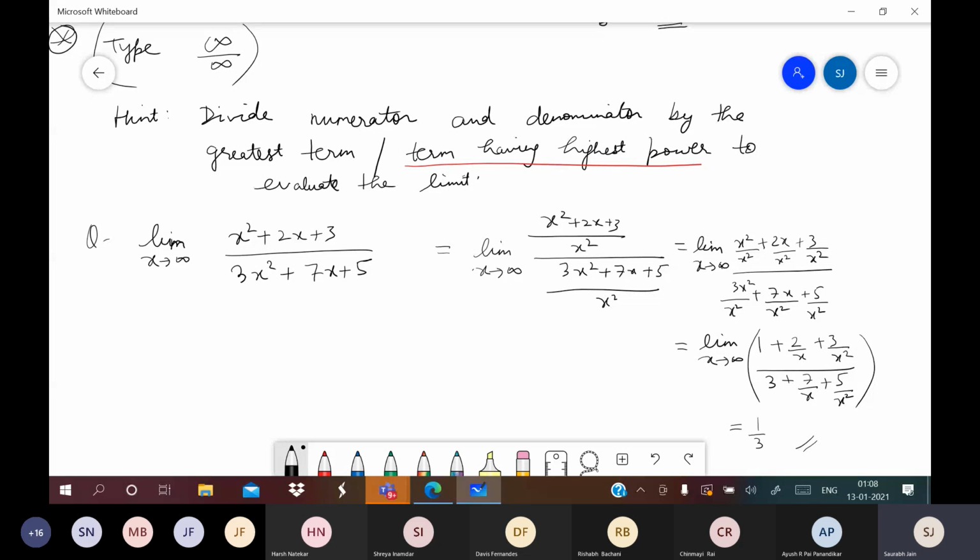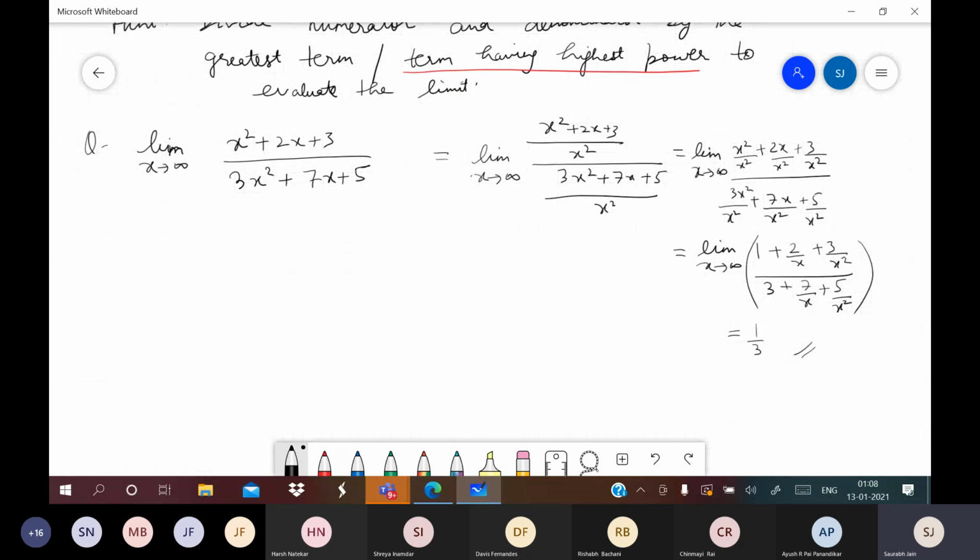Why? Because see, if I put x tending to infinity now, the first term will be 1. I'm talking about the numerator. The second term will be 2 by infinity. Now you already know that something upon infinity is 0, right? Something means a finite number. Just like you have studied in class 10, 1 by 0 is infinity, 1 by infinity is 0, like that. So a finite number upon infinity is 0. 3 upon infinity is 0. Then similarly, in the denominator you have 3, then 7 by infinity, and 5 by infinity square, which is 0. Why do we say that 5 upon infinity is 0, 3 by infinity is 0?